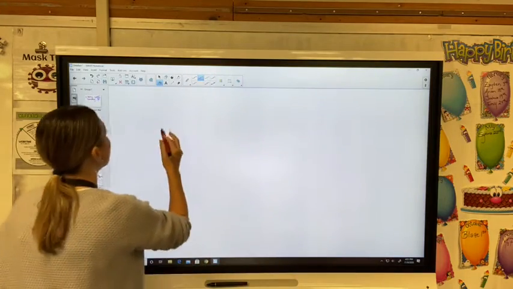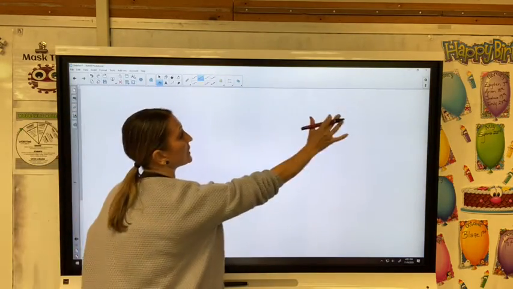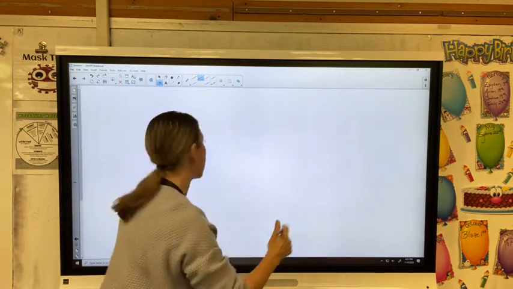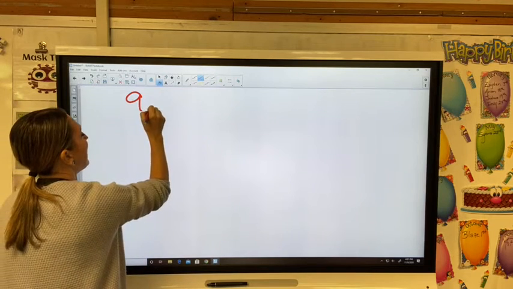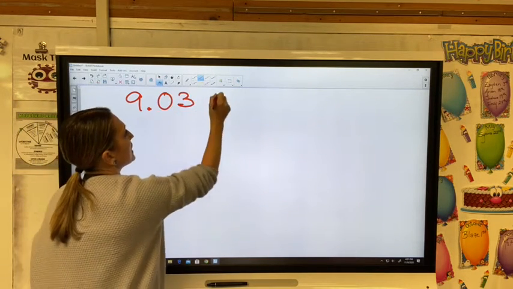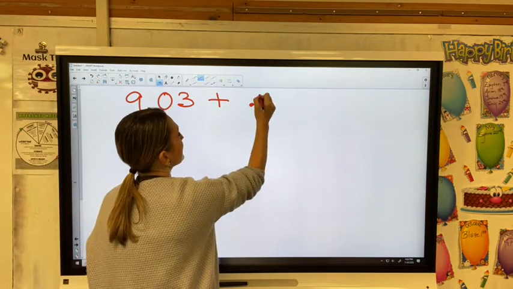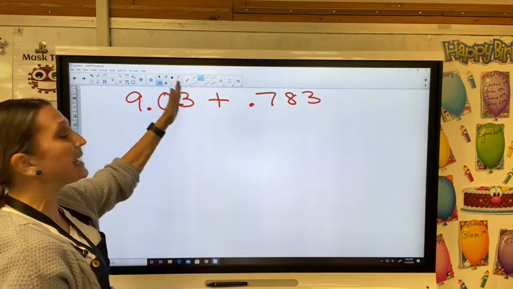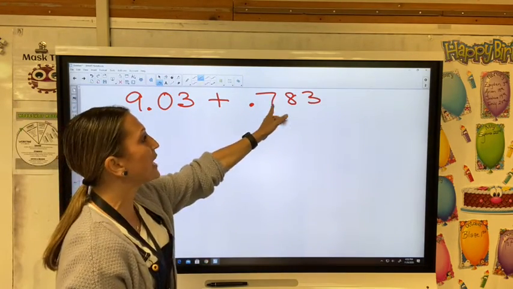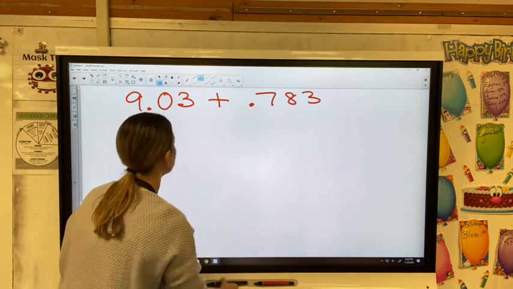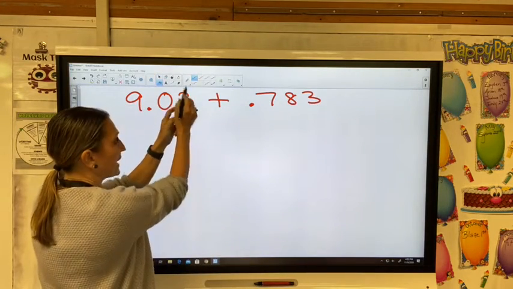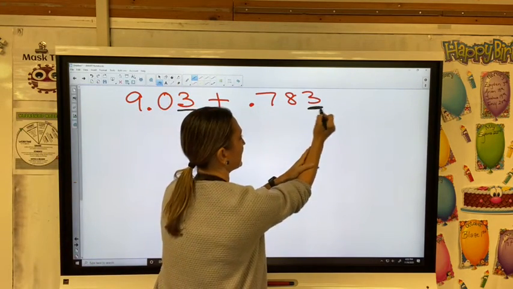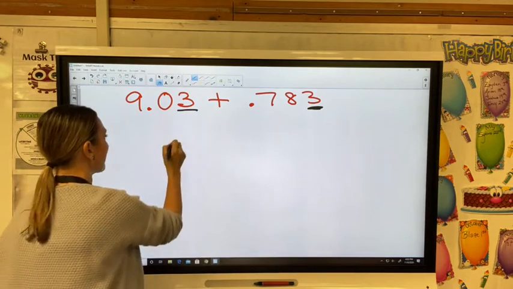So let's do one. And I like writing them, 6th graders, horizontally first. That way then you have to write them vertically so that you remember to line up the decimal. So I'm going to say 9 and 300ths plus 783 thousandths. I know that is 9 and 300ths because that ends in the 100th spot. I know this is 783 thousandths because it ends in the 1,000th spot. I'm now going to write it out.